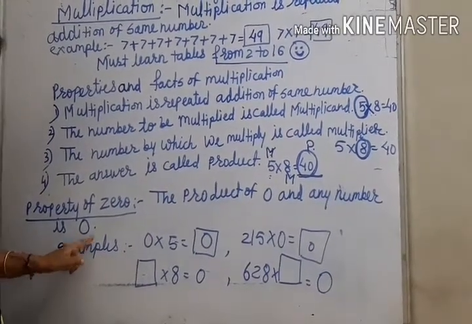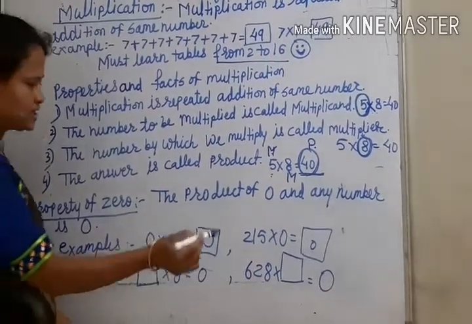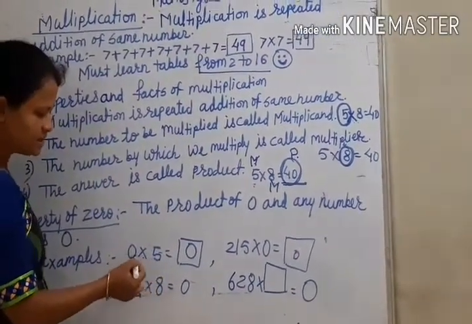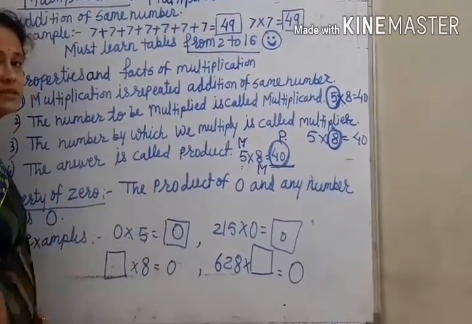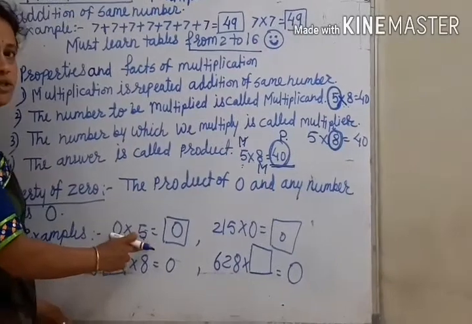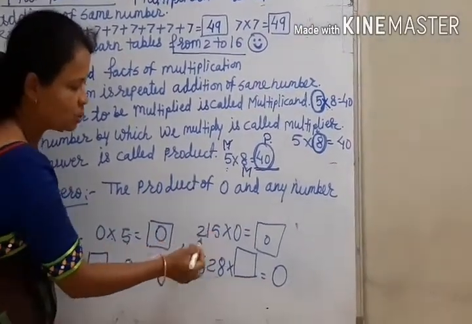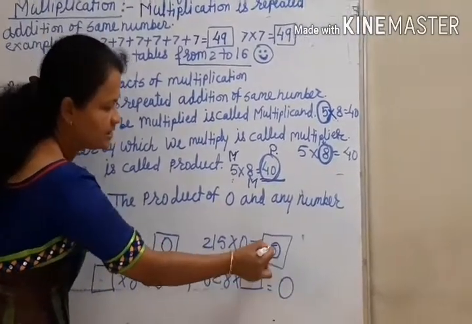To explain this property I am giving you some examples, students. See carefully these examples. 0 multiplied by 5: 0 fives, or 5 zeros, the answer is 0. This is a single digit number, so easily we can understand. Let us go to the 3 digit number. 215 multiplied by 0. Definitely the answer is 0.